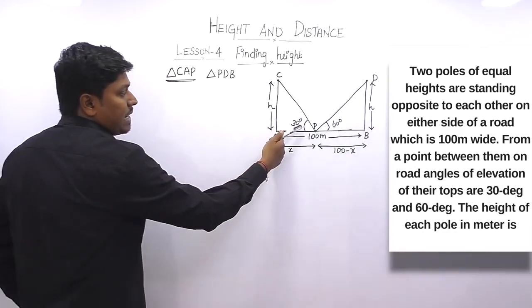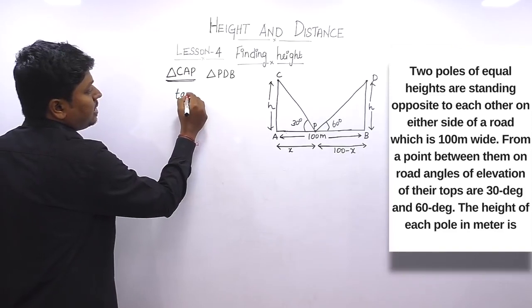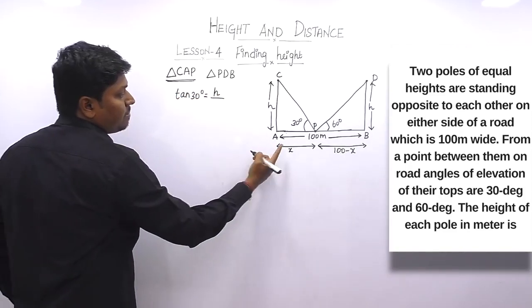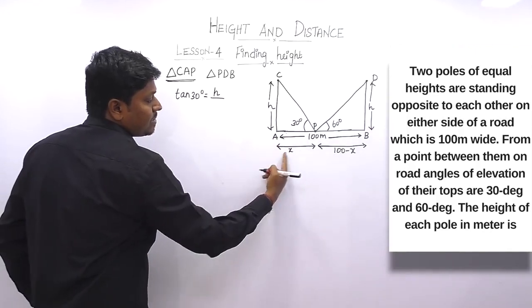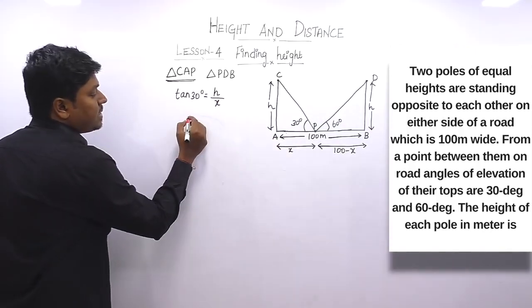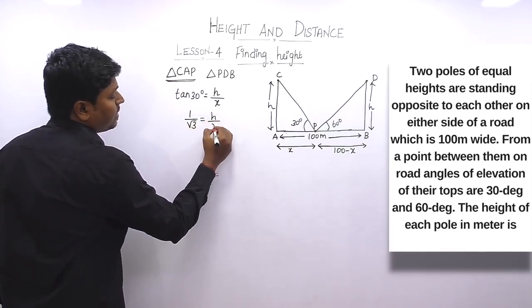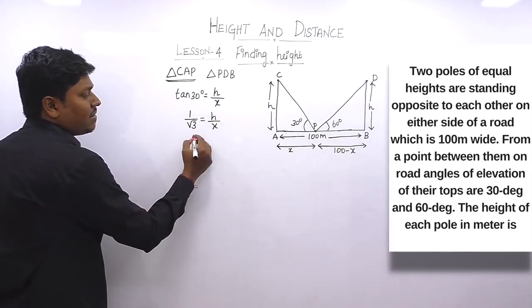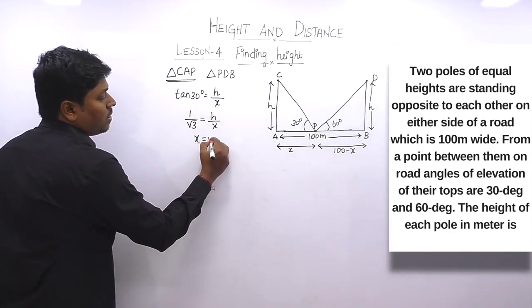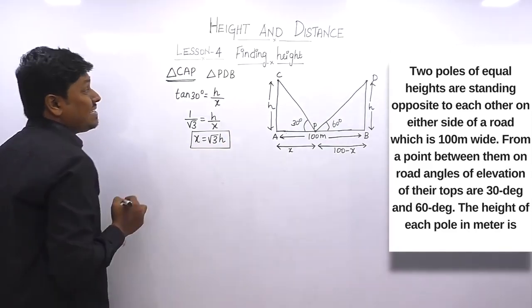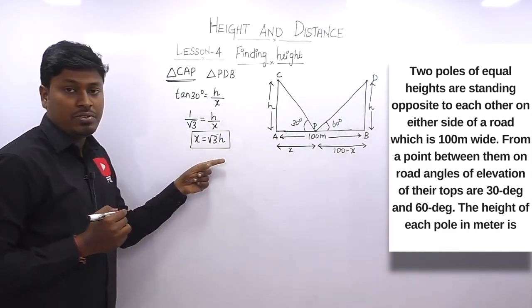Here tan 30 degrees is equal to opposite, so opposite is H, divided by adjacent. AP will be the adjacent, which is X. So tan 30 degrees is 1 by root 3, so 1 by root 3 is equal to H by X. So finally we can say that X is equal to root 3 H. So from this triangle CAP we found X is equal to root 3 H.